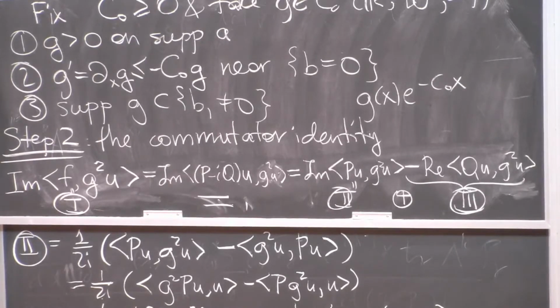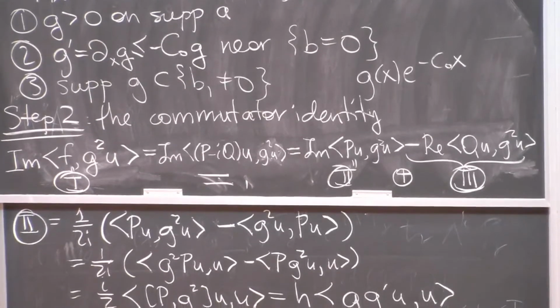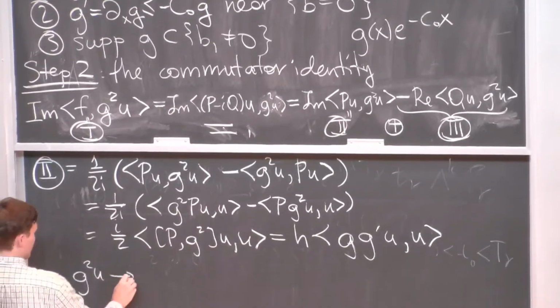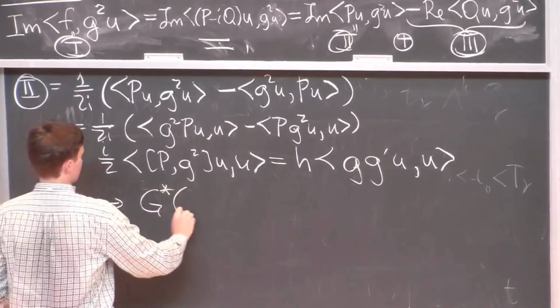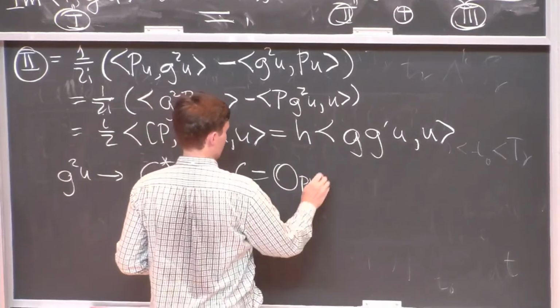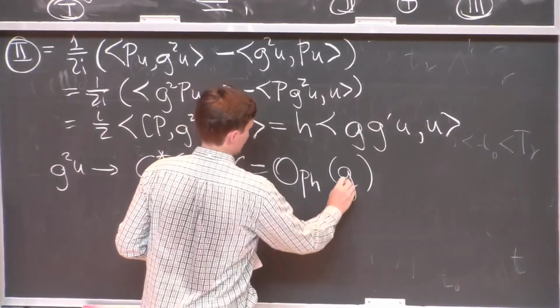All right. Now, for the sake of time, I'm not going to explain in any proper way how to get from this special case to the general case. But I should note that this expression still makes sense. The only thing you do is, instead of g squared u, you take, let's say, G star G u, where capital G is now a quantization of some escape function.